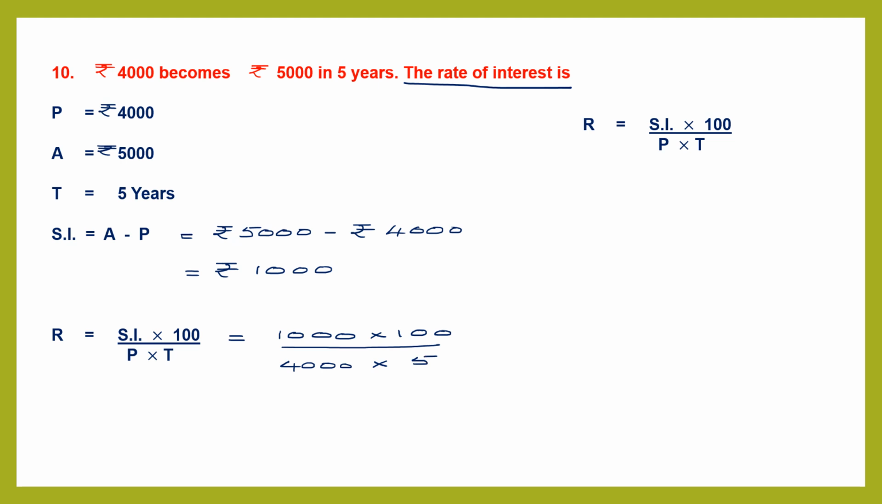So let's cancel. So 1, 2, 3, we can cancel these three zeros here. I can cancel 5 and 100. 5 ones are 5. 5 into 20 is 100. I can cancel 4 and 20. 4 ones are 4. 4 fives are 20. So I have the rate of interest. It is 5%. So this is our answer, 5%. And that is option 1, 5%.